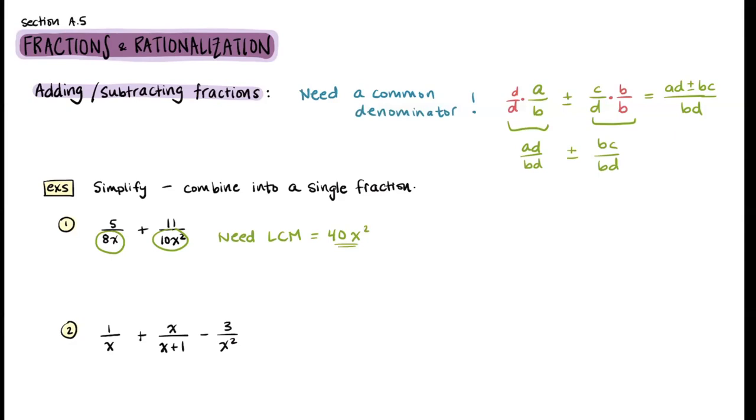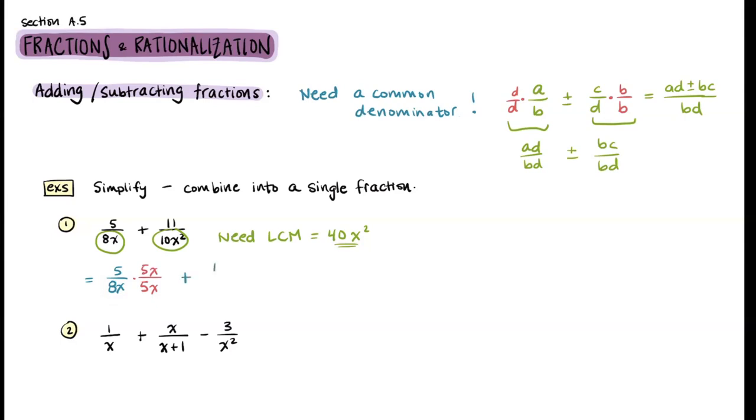Okay, so in the first fraction, I want to think about what I need to multiply by in the denominator in order to make it look like 40x squared. And of course that will be, 8 times 5 is 40. And we need an x to get x squared. And if I'm going to do that in the bottom, I also have to do it in the top. That's a perfectly mathematically legal thing to do.